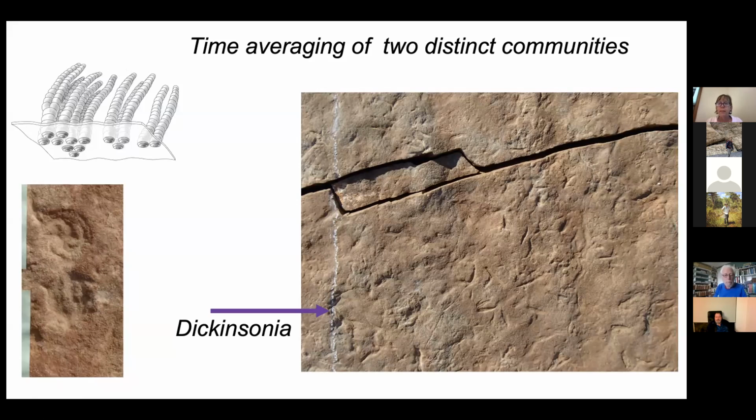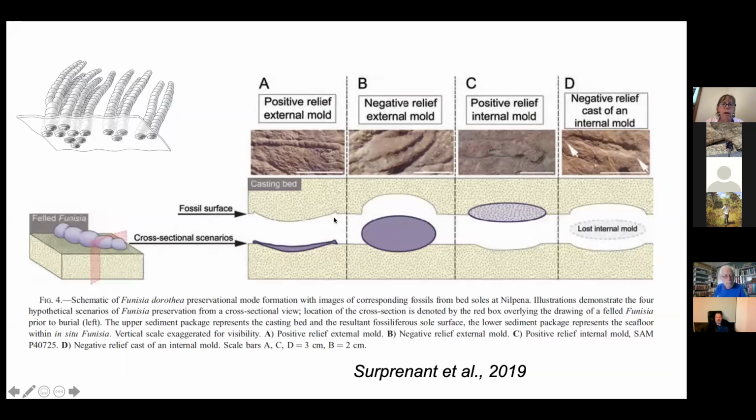In terms of Phoenicia, as a hollow tube, it has a variety of taphomorphs, and this is work by my current PhD student, Rachel Surprenant, who has demonstrated very nicely the various taphomorphs of these hollow tubes and how you get particular surfaces based on the nature of preservation. One of the things about tubes is that they are preserved in a variety of different ways, and not just Phoenicia, but many of the tubes that we have in general.